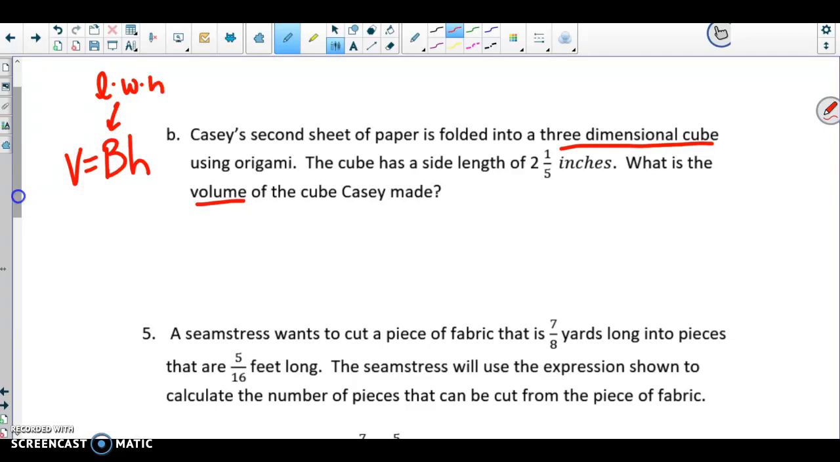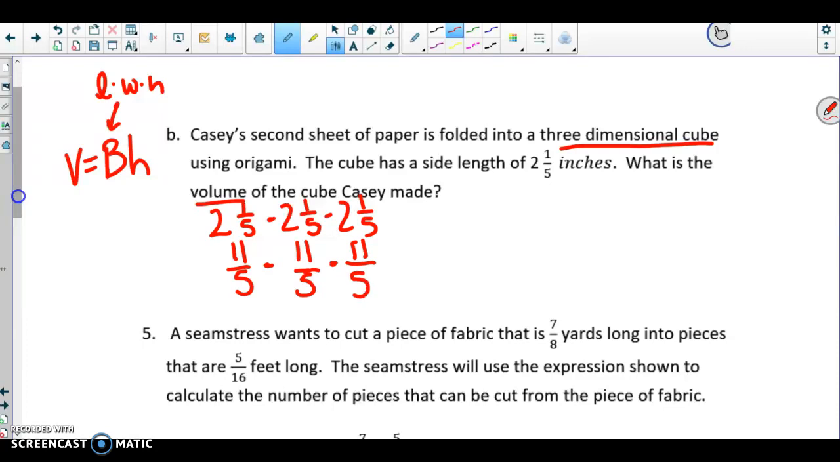And so if my length is 2 1/5, I'm taking 2 1/5 times 2 1/5 times 2 1/5. So I've got to change them all to improper fractions. 5 times 2 plus 1 is 11/5. Good thing is they're all 11/5, so that makes it easy because they're all the same. And then I'm going to see, can I simplify any of them? Well, no. 11 isn't divisible by anything except for 11, and 5 is only divisible by 5. So really, all I'm going to do is multiply straight across.